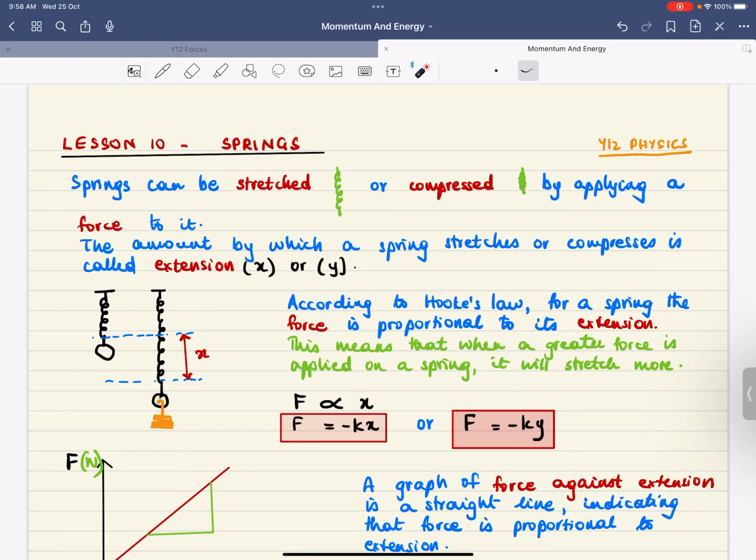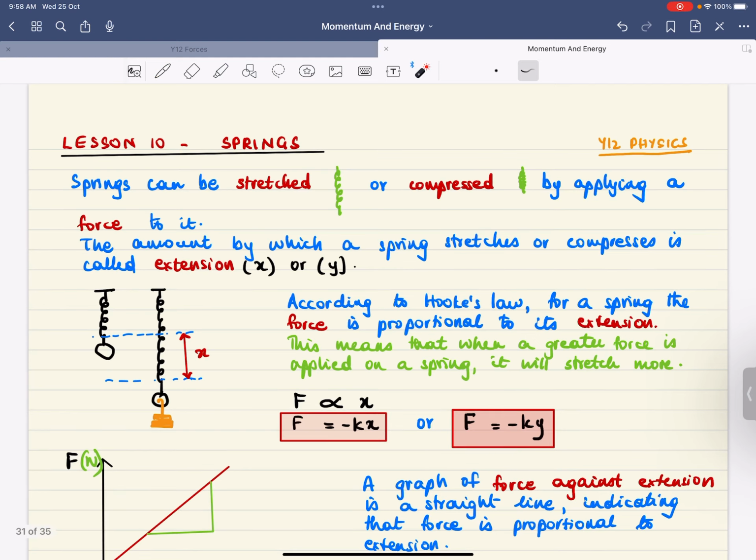Springs can be stretched or compressed. When you stretch a spring, you make it bigger. When you compress it, it becomes smaller. And how can we do it? We can apply a force in order to either stretch a spring or compress a spring. The amount by which a spring stretches or compresses is called its extension. So if that's your original length and that's where it's stretched to, this distance is your extension.